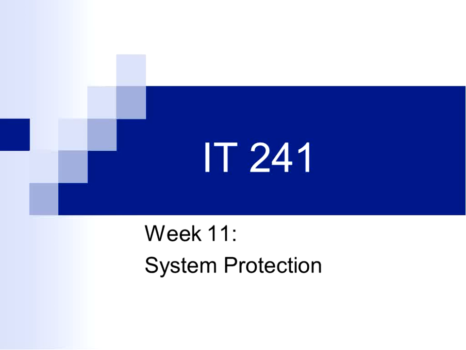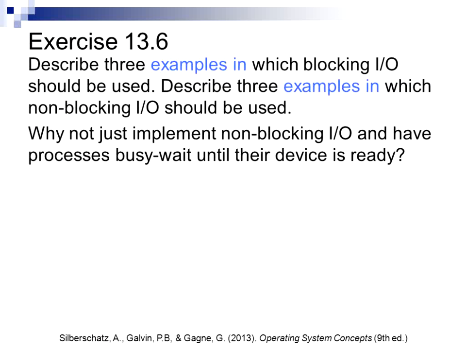Okay. All right, well, this week we're going to be talking about system protection. But before we do that, I'm going to talk about the homework that you had last week. In that homework, we were talking about blocking and non-blocking I/O. You were supposed to give 3 examples or 3 situations in which blocking I/O should be used, 3 in which non-blocking I/O should be used, and then answer the question about why not just implement non-blocking I/O and have processes busy wait until a device is ready.